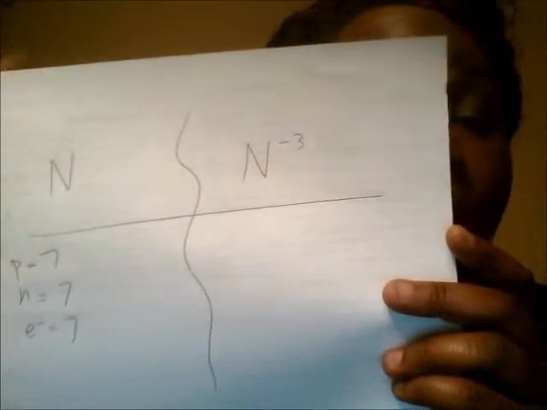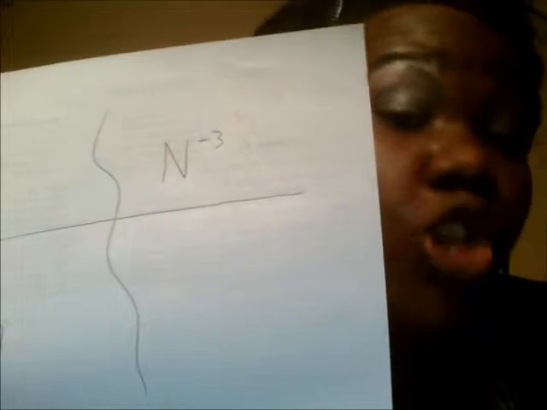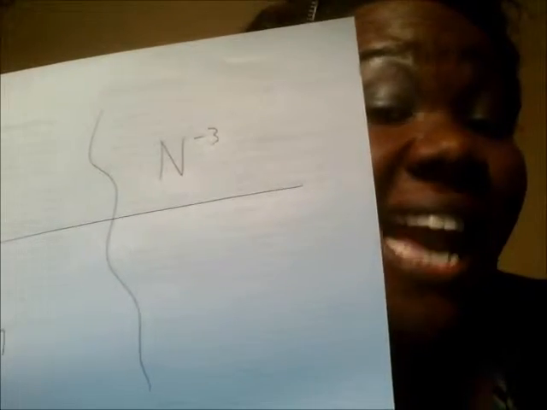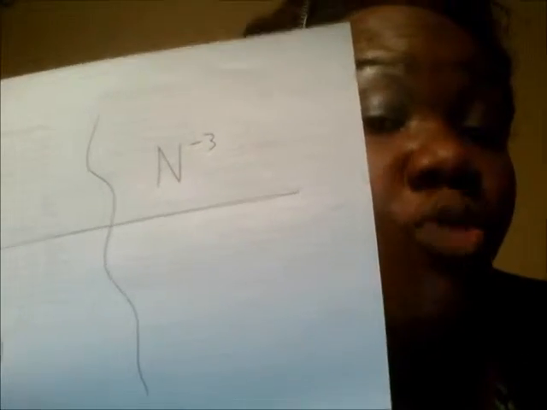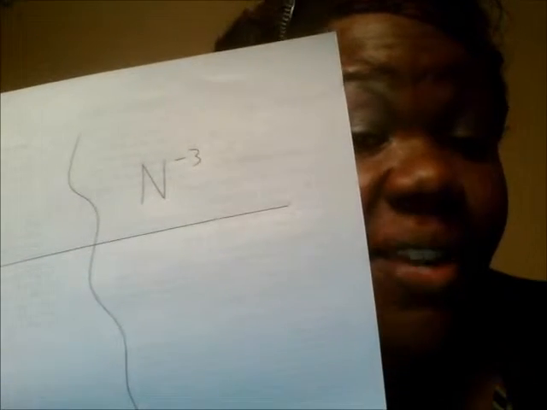All right. Now, this time, we're going to do nitrogen minus 3. That means it has 3 more negatives than positives. The only subatomic particle that is negative is electrons. So, in essence, this minus 3 means it has 3 more electrons than protons. So, how many protons, neutrons, and electrons is nitrogen minus 3 going to have?